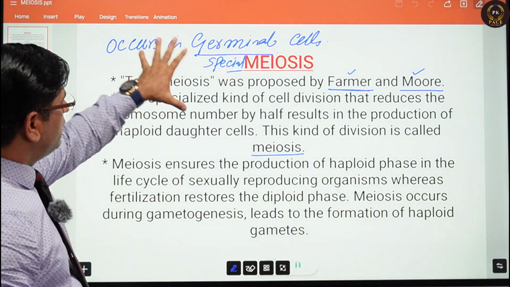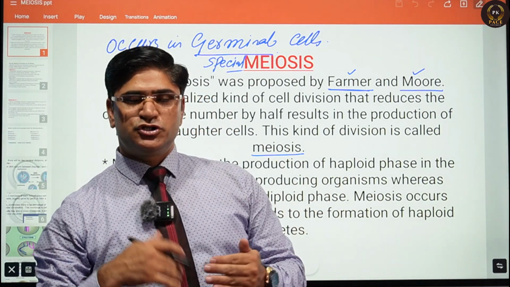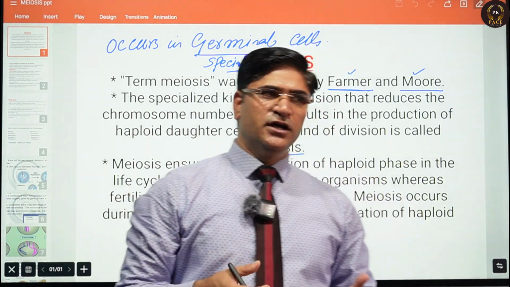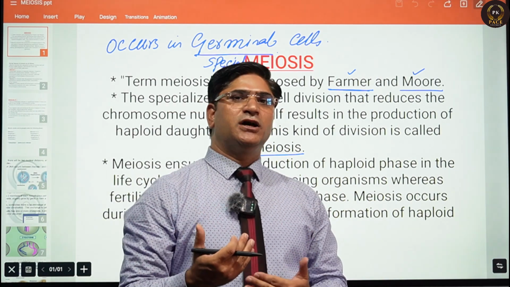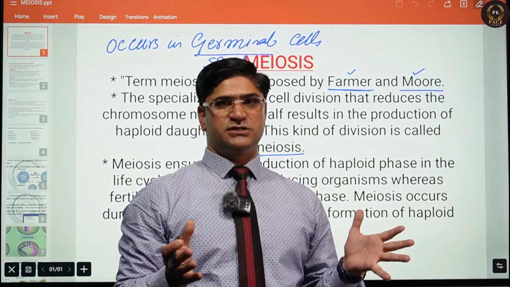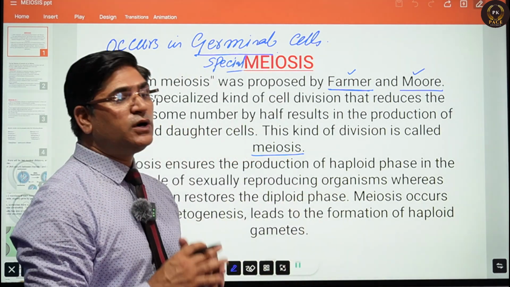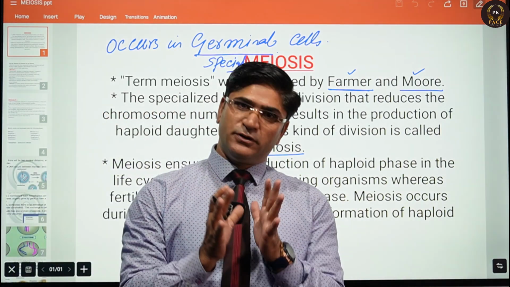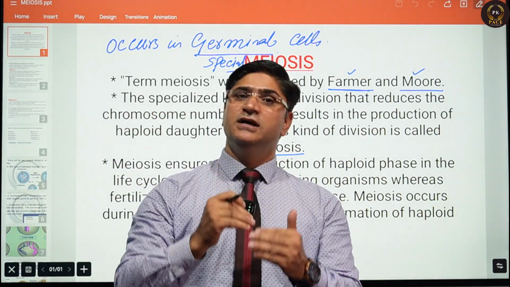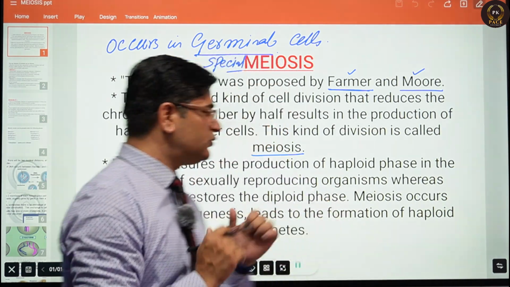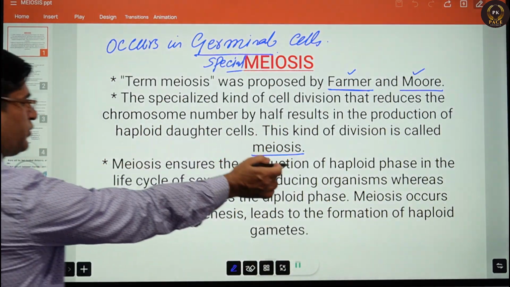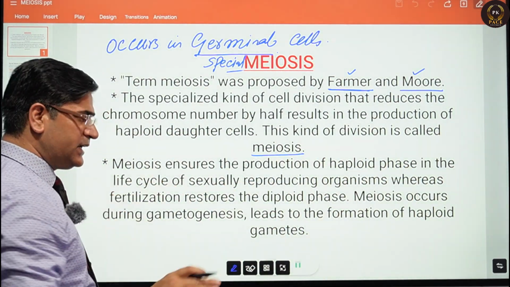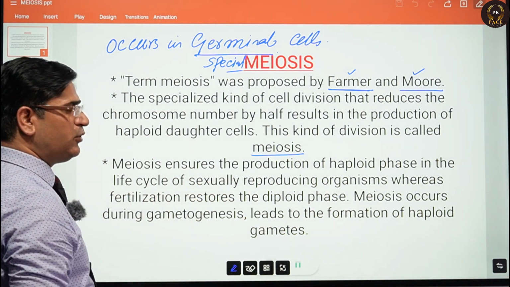Second thing, remember, meiosis occurs during the life cycle of the individual. In any organism, as you saw in mitosis, the number of cell divisions is a continuous process throughout life, but meiosis does not occur throughout life. In any organism, meiosis occurs at a particular stage during the life cycle. So remember, meiosis ensures the production of the haploid phase in the life cycle of sexually reproducing organisms, where fertilization restores the diploid phase.